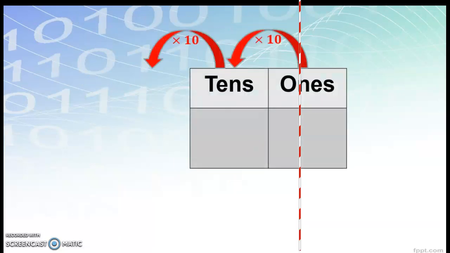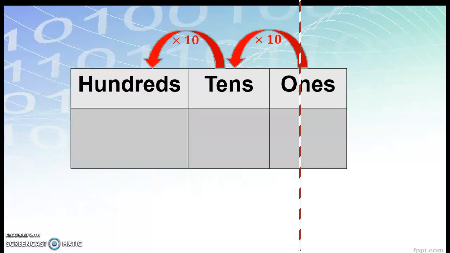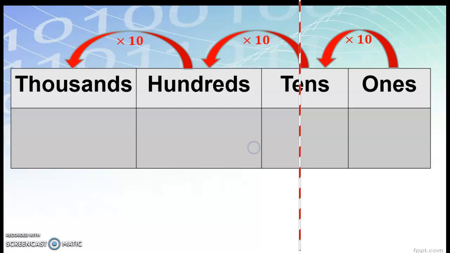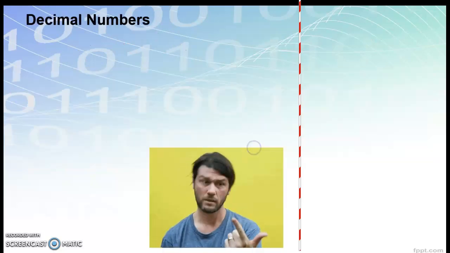You go ones, tens, and then hundreds, and each time you're multiplying by 10. Do you see that? For each column. So 10 to the power of 0, 10 to the power of 1, 10 to the power of 2 is going to be the next one. And after that, 10 to the power of 3. And each time you're multiplying by 10, bringing it up to thousands, 10 to the power of 4, and 10 to the power of 5, and so on.